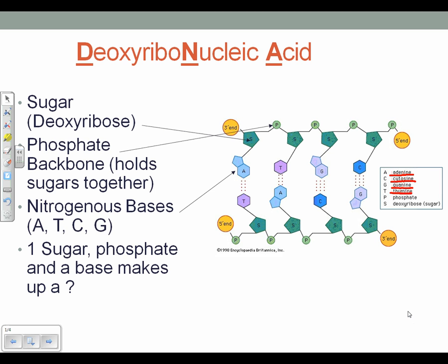Now, one sugar, one phosphate, and one base. What do those make up? Remember, if we have a sugar, phosphate, and one nitrogenous base, such as that, remember that makes up a nucleotide.